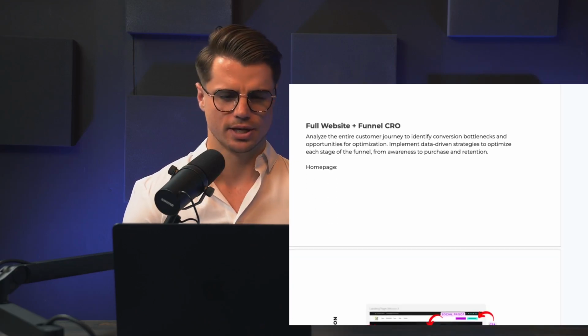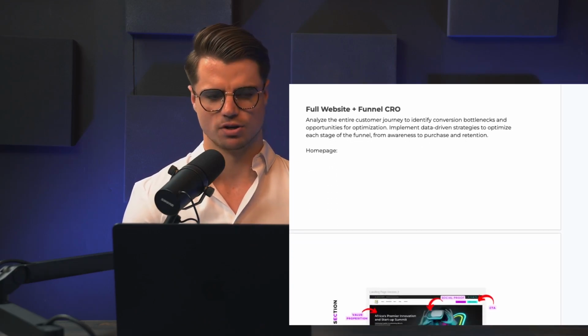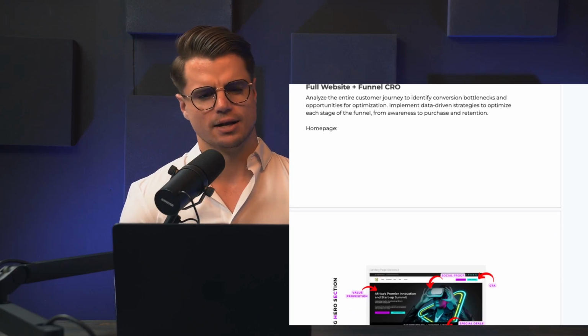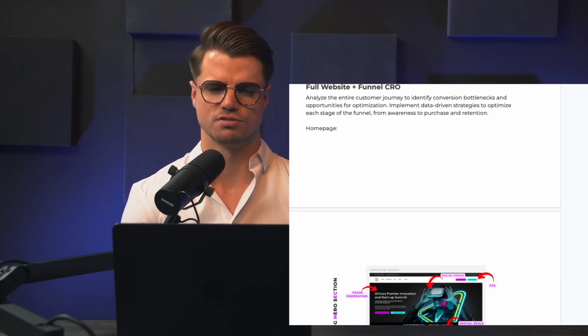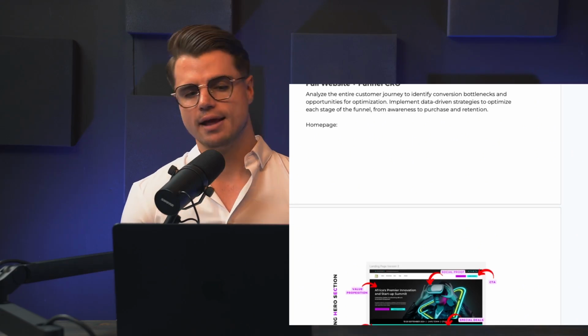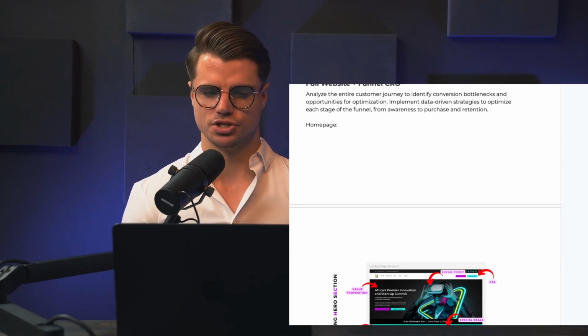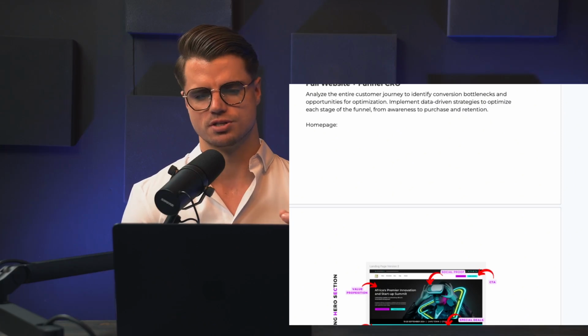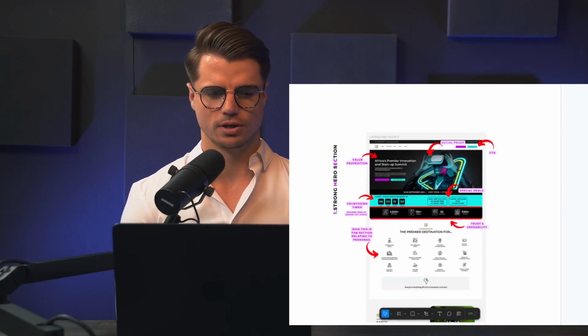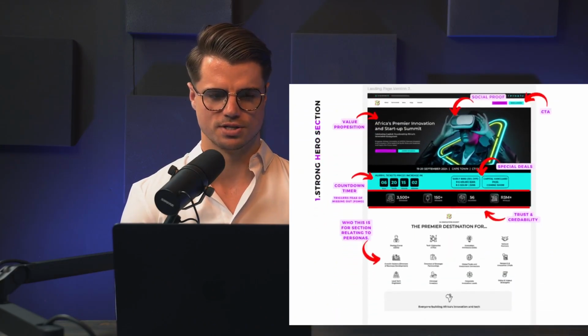Now, let's have a quick look here at the full website plus funnel CRO component. So analyze the entire customer journey to identify conversion bottlenecks and opportunities for optimization, and then implement data-driven strategies to optimize each stage of the funnel from awareness to purchase to retention. Right, so let's quickly look at this. I'll quickly zoom in here for a second.